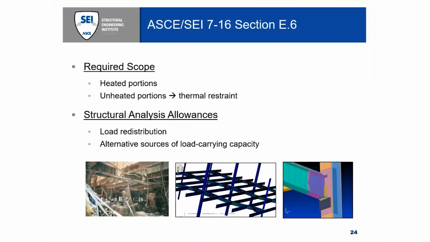Section E.6 provides structural analysis requirements and states that the designer must consider the heated portions of the structure as well as those unheated portions of the structure that provide thermal restraint, as we talked about. Also, unlike design for ambient loads, you're allowed to rely upon load redistribution as well as alternative sources of load carrying capacity.